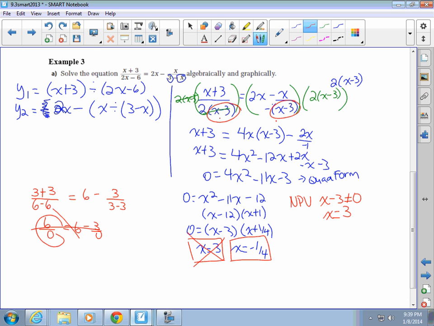So this one here, when you would have done it in the graph and done your second intersect, you would have seen that there's only one spot where that graph crosses, and it's at x equals negative 1/4, or negative 0.25.